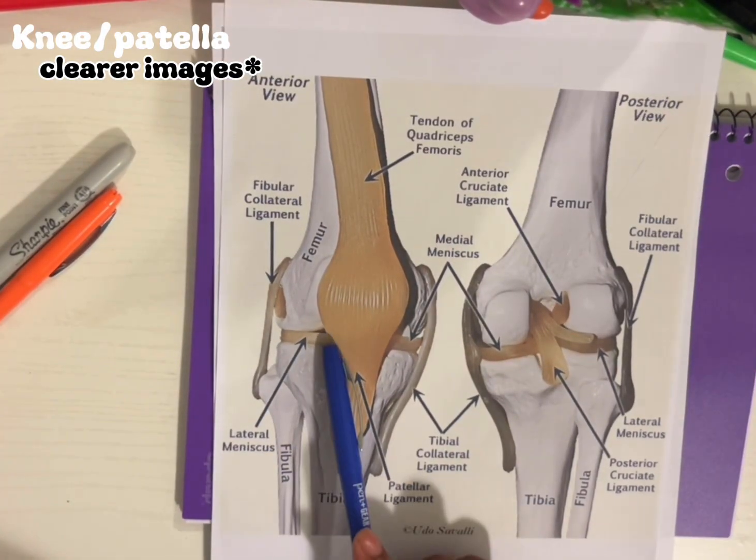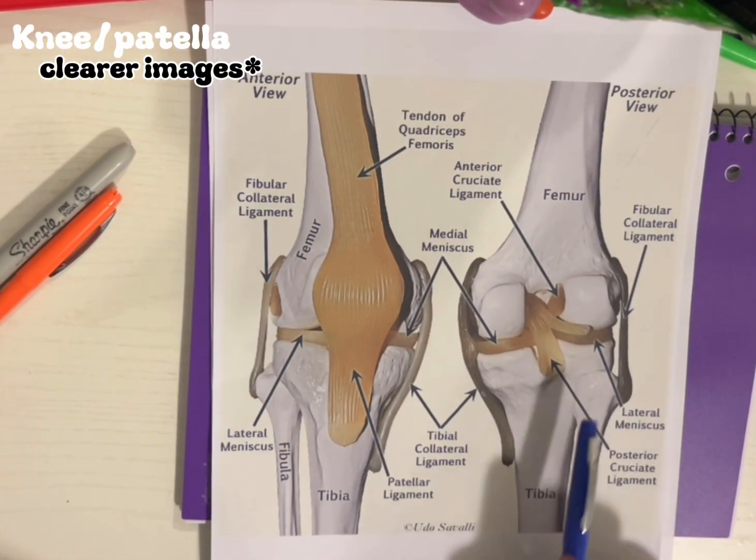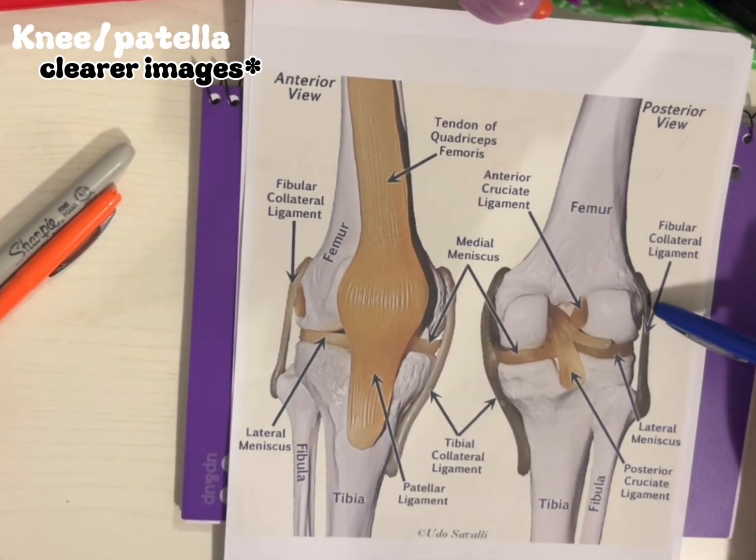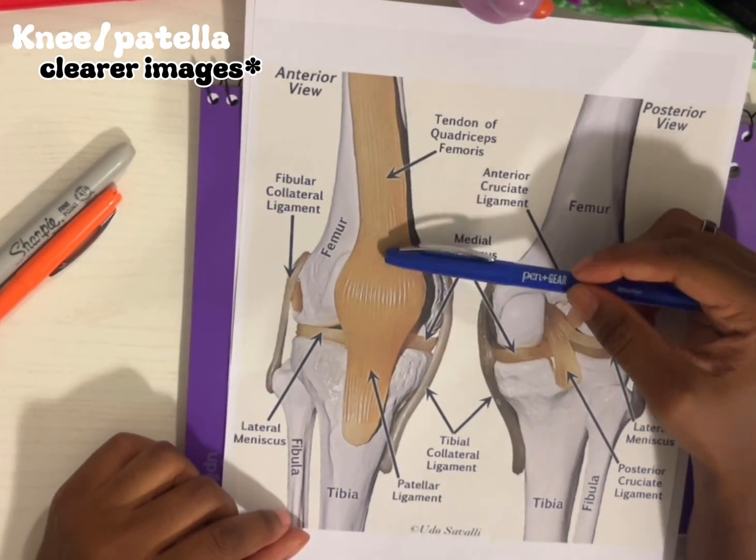So anterior and posterior view. In the posterior view, you can see the medial meniscus and the lateral meniscus here, and that's the posterior cruciate ligament coming back here. This is the anterior cruciate ligament. The tibial medial ligament is on the side, and the fibular lateral ligament is on the side. And that's the end of the process. So, the muscle connects to bone.